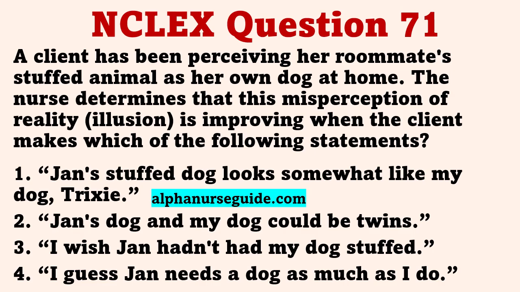The correct answer is 1. Recognition by the client that there is a difference between the stuffed animal and her live dog indicates that the client perceives the reality of the situation. Stating that the stuffed animal and the client's dog could be twins reflects the client's continued misperception of reality, thinking that the stuffed animal and her dog are one and the same. Stating that she wishes her dog hadn't been stuffed reflects her continued misperception of reality. Stating that the roommate needs a dog as much as she does is unrelated to the client's perception or misperception of reality.